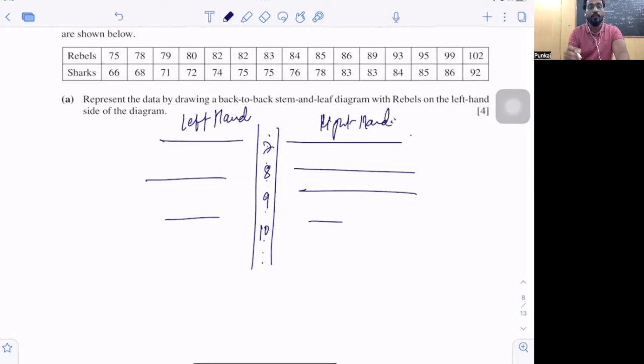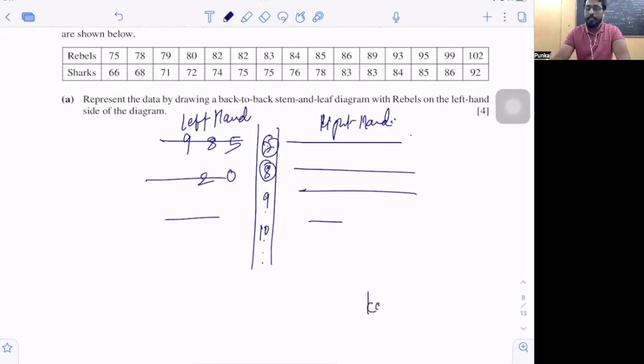So the very first value is 75. So this is 7 here, and then 5 I'll write. Then there is 78, so I would write 8 here. Then there is 79, so that's 9 here. And then I get 80, so this is 8 and then this is 0. Then 82, so I write 82. So can you understand what the key is going to be represented as?